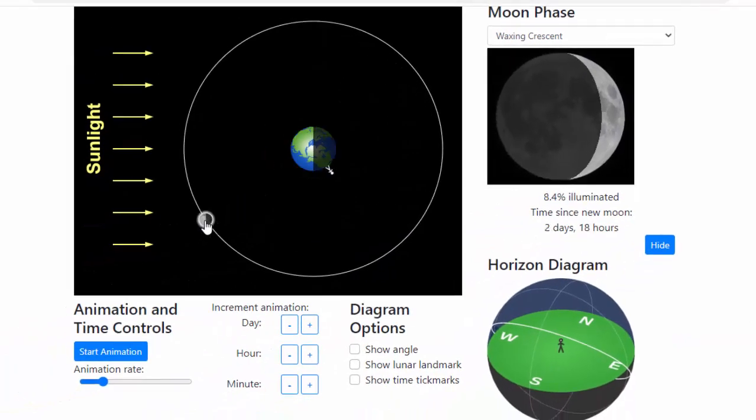This will be the position of the moon that corresponds with that part of the experiment where the moon is between 0 degrees and 90 degrees. This is 0 degrees and this is 90 degrees position between the sun and earth. So here at the 0 position, if we go day by day, I'm going to click on the plus. So this is 1 day. You can see now there is a sliver of light in the shape of a crescent.